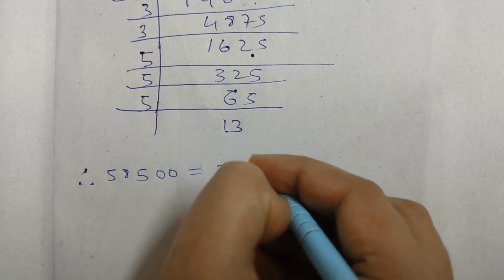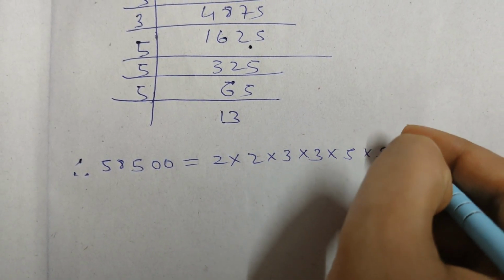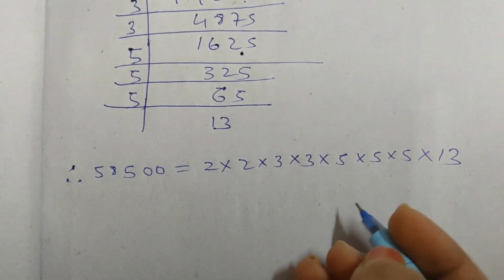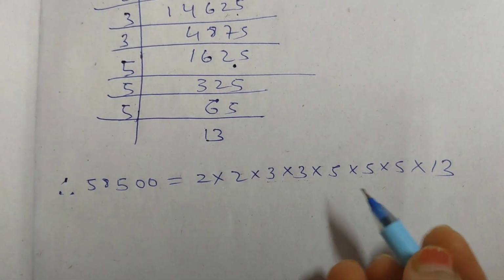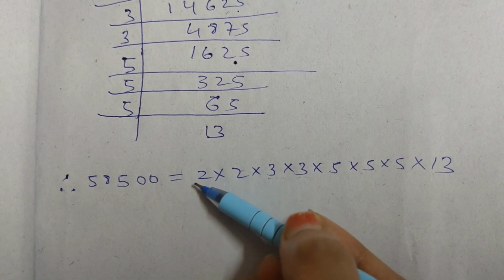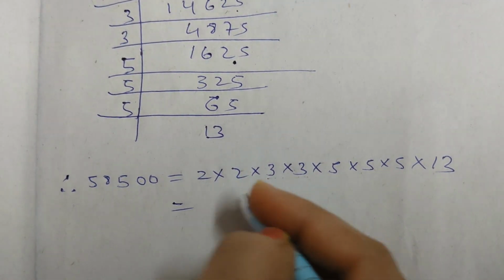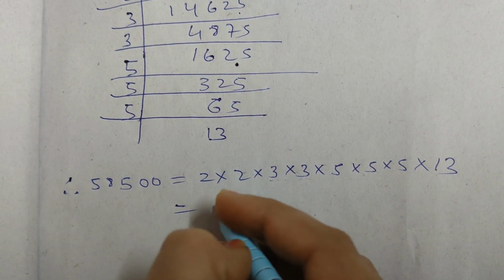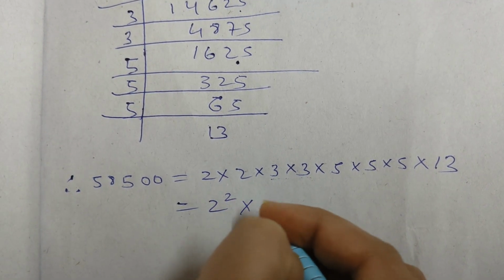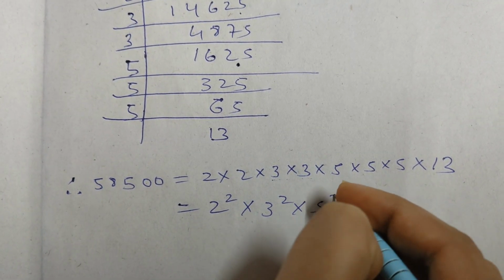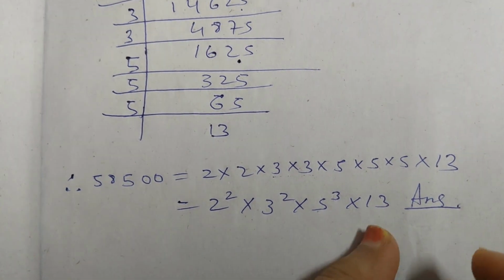2 into 2 into 3 into 3 into 5 into 5 into 5 into 13. You can see all these numbers are our prime numbers. So these are the prime factors and we express it as a product of prime factors. So 2 squared, 3 to the power 2, 5 to the power 3 into 13. This is the answer.